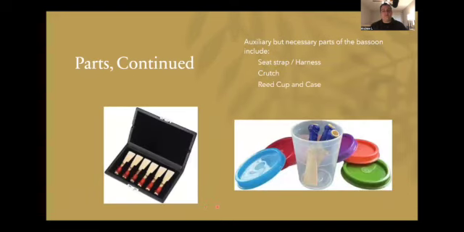And finally, an auxiliary but necessary part would obviously include reed cases, reed cups for soaking your reeds, storage, soaking, and of course the reeds themselves. Although the reed is a requisite part that we already mentioned in the labeling section, it is, of course, worthwhile to mention that reeds are a very important part of the instrument, as it's what makes it make a noise.